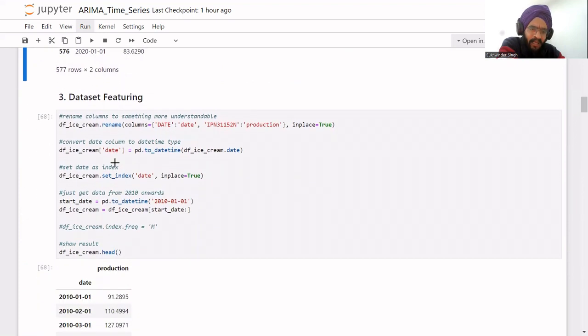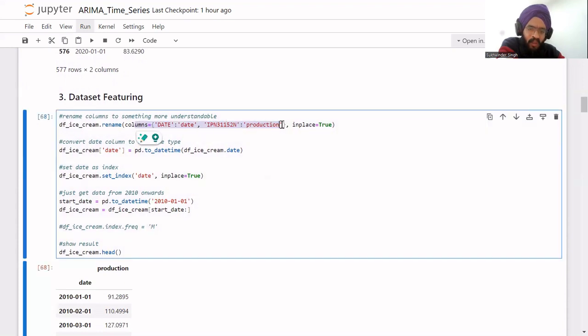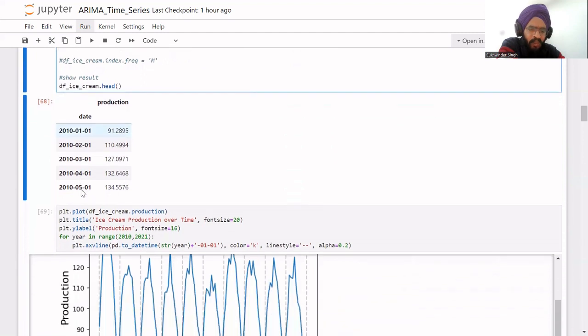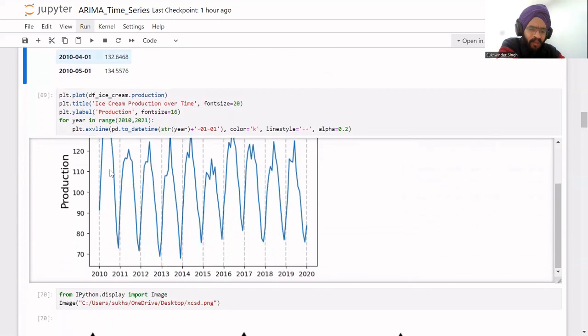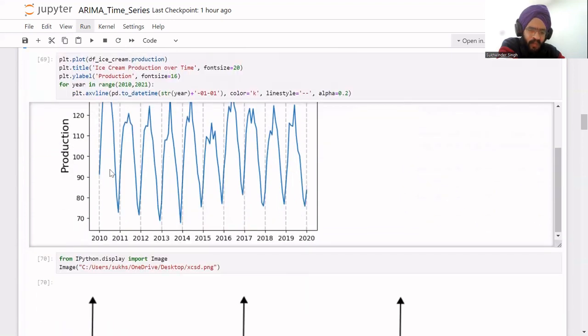After acquiring the dataset, we have to apply some filtering. Firstly, we rename the column, then we have to change the index because in time series, the index must be a time or a date instead of a number from 0 to infinity. Here is an output where on the left side we have a date and on the right side we have a production. The acquired information is visualized in this graph. We have a total of 10 years data set, which begins with 2010 and goes up to 2020.